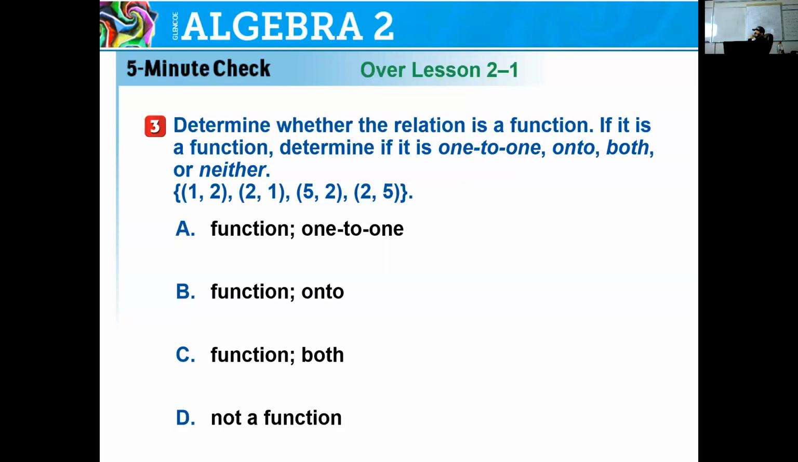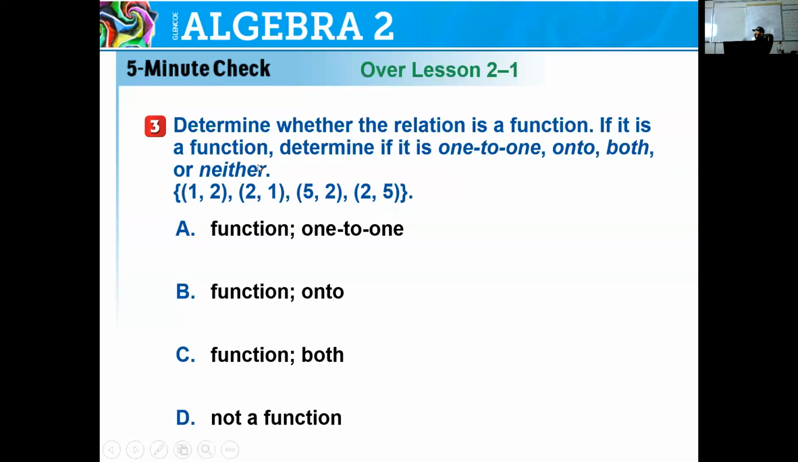So first question we want to ask ourselves, does it pass the vertical line test? Or can we say that this relation is a function? So vertical line, we want to pay attention to our x values. So here we have 1, 2. Okay, that's fine. 2, 1, that's fine because x value, y value. 5, 2, x value, y value, that's cool. 2, 5. Right there, we know it's not a function.